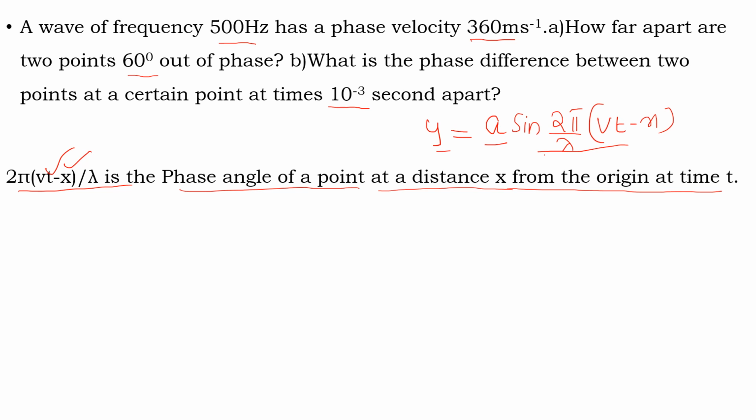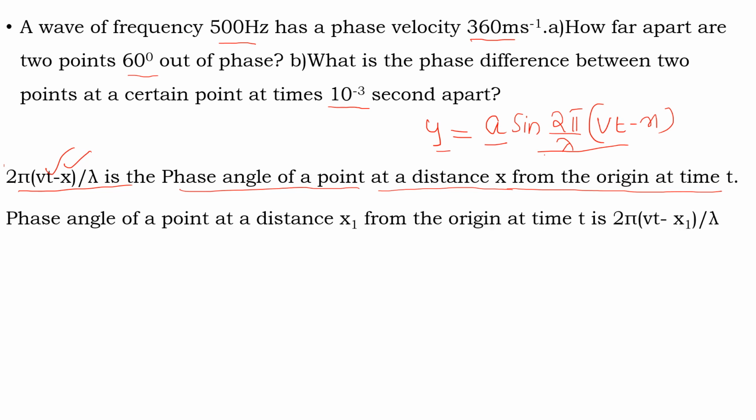So here the question is, how far apart are 2 points 60 degree out of phase? Here, considering one point which is at a distance x from the origin at a time t, in the term 2 pi by lambda into vt minus x, we can consider the phase angle of a point at a distance x from the origin at a time t. Similarly, we can consider the phase angle of a point at a distance x1 from the origin at a time t is 2 pi by lambda into vt minus x1.